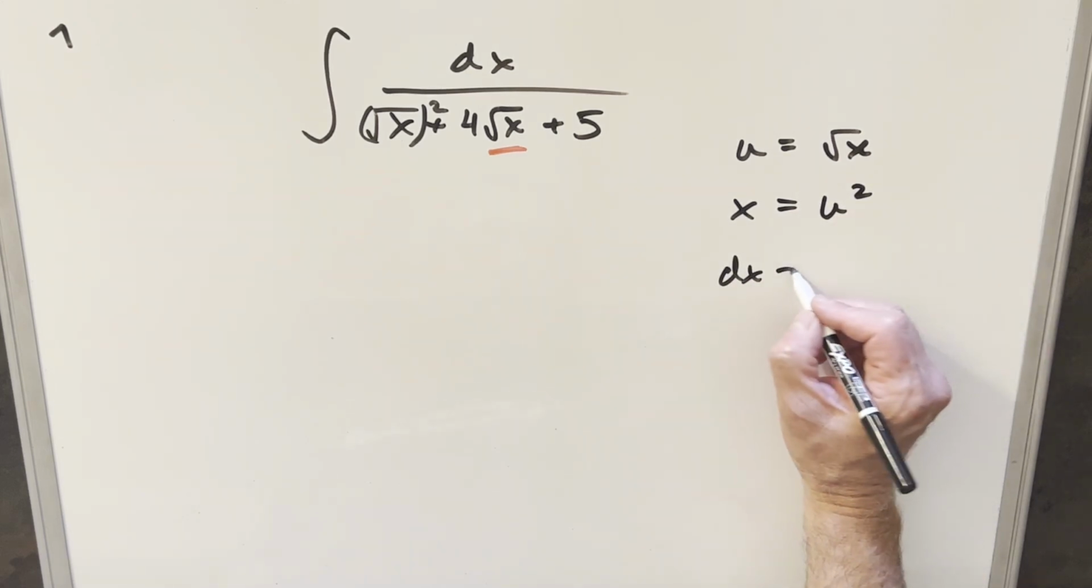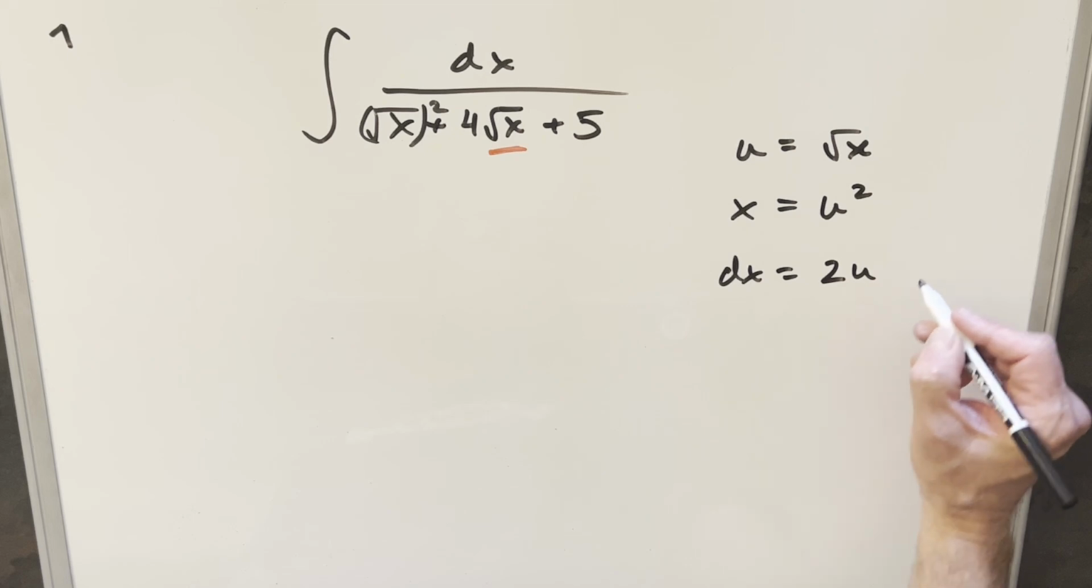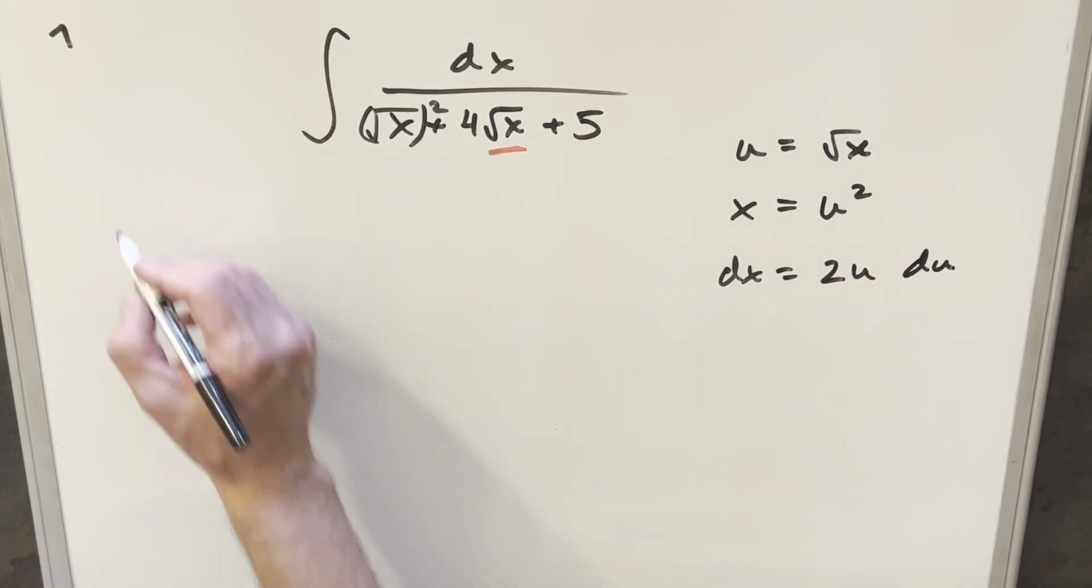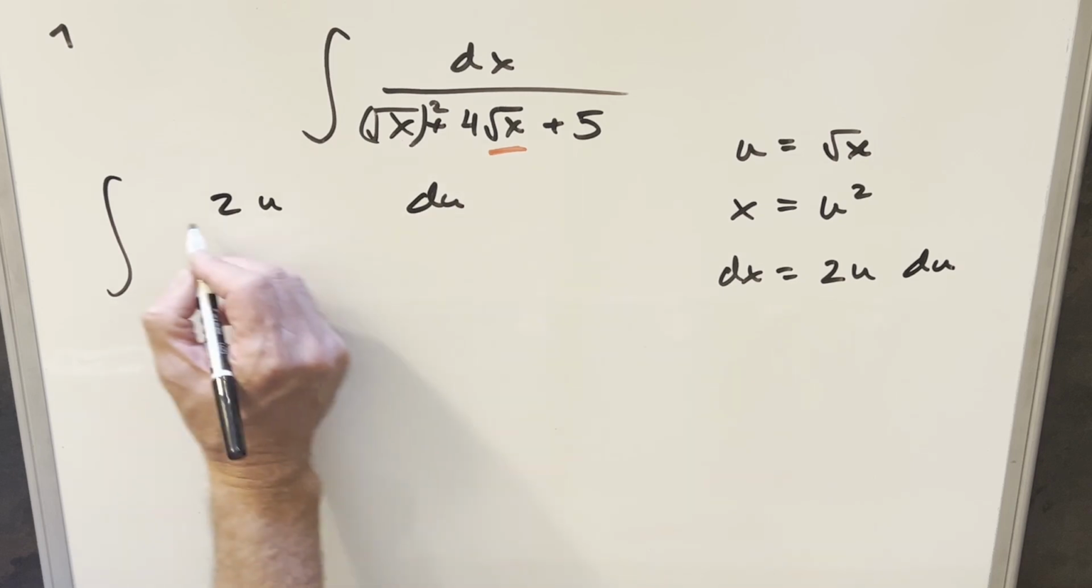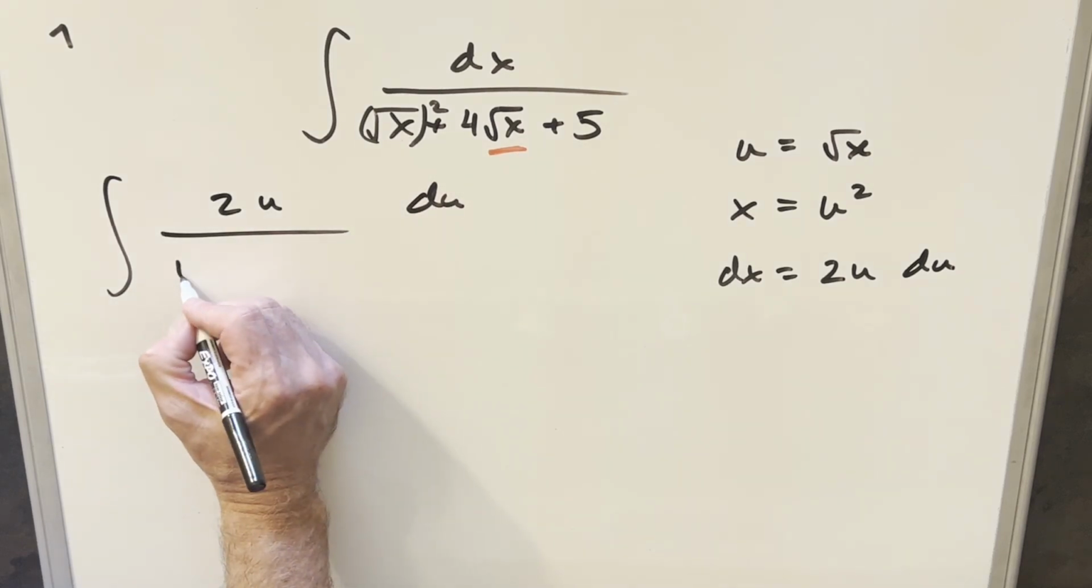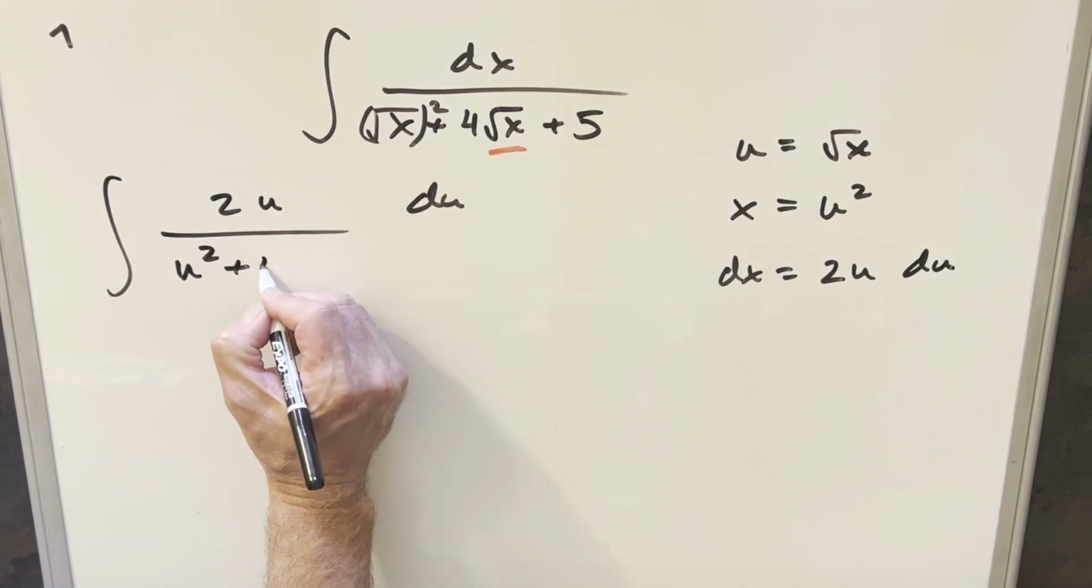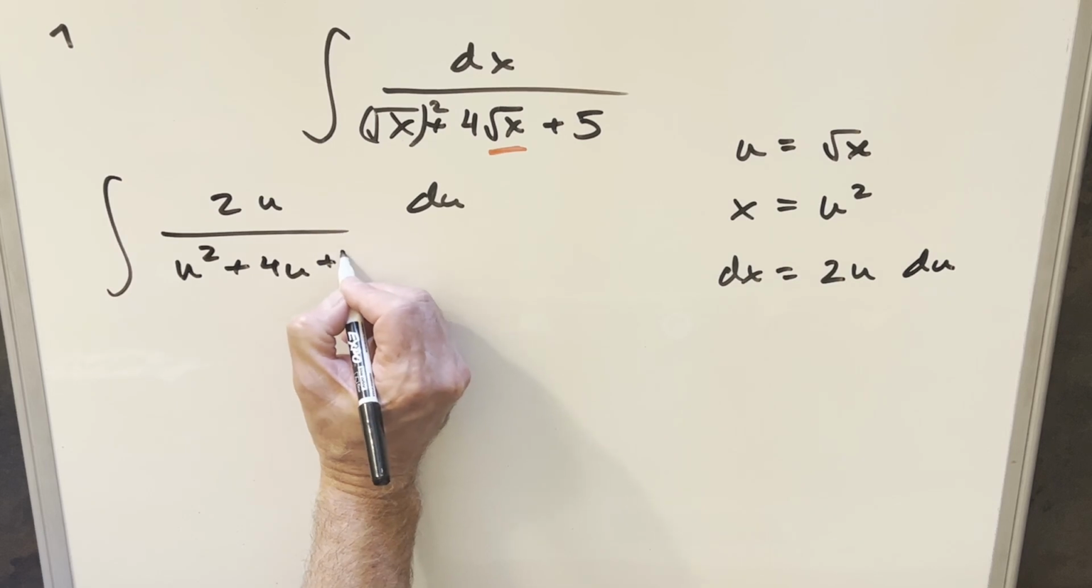Take a derivative on it. dx is going to be just 2u du. I'll go ahead and substitute. Now we're going to have this 2u du in the numerator. And then we transform the denominator. It just becomes u squared plus 4u plus 5.